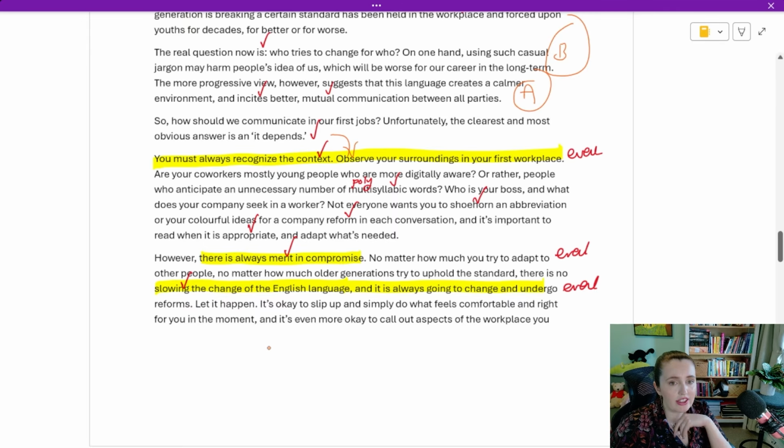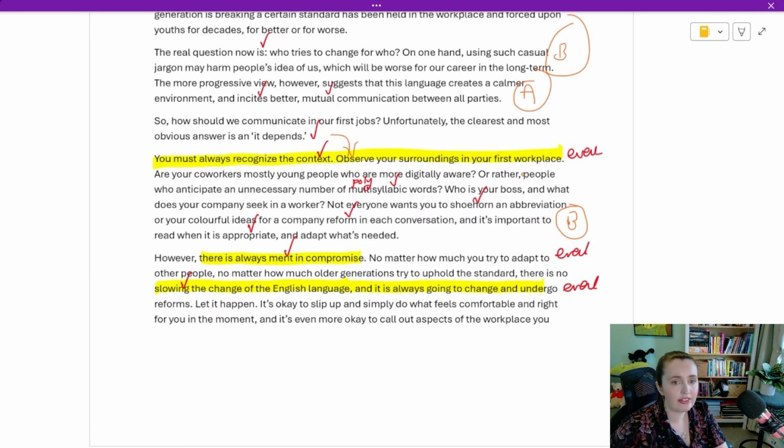You must always recognise the context. Observe your surroundings in your workplace. Are your co-workers mostly young people who are more digitally aware? Or rather, people who anticipate an unnecessary number of polysyllabic words, that should be Lily. Who is your boss and what does your company seek in a worker? Not everyone wants to shoehorn an abbreviation or your colourful ideas for a company's reform in each conversation. It is important to read when it is appropriate and adapt where needed. So that's actually a detail from text B, the idea of giving your boss ideas for improvements.